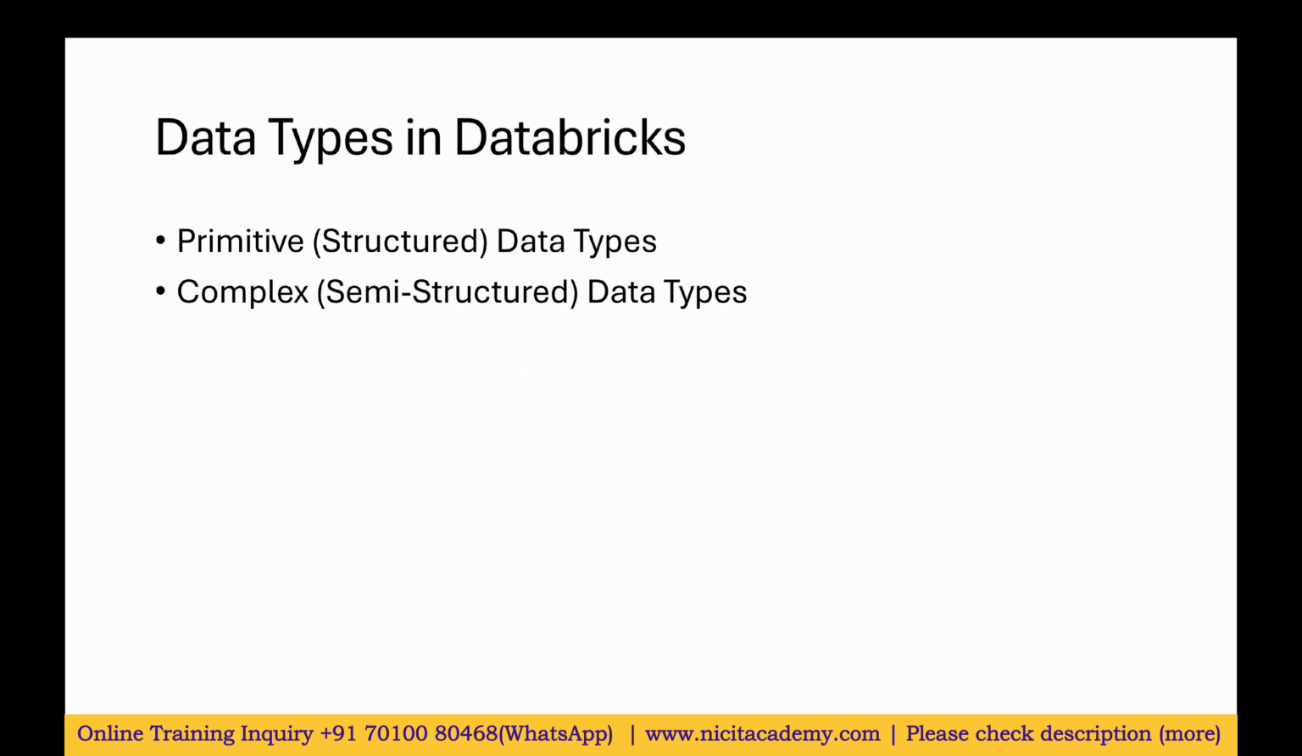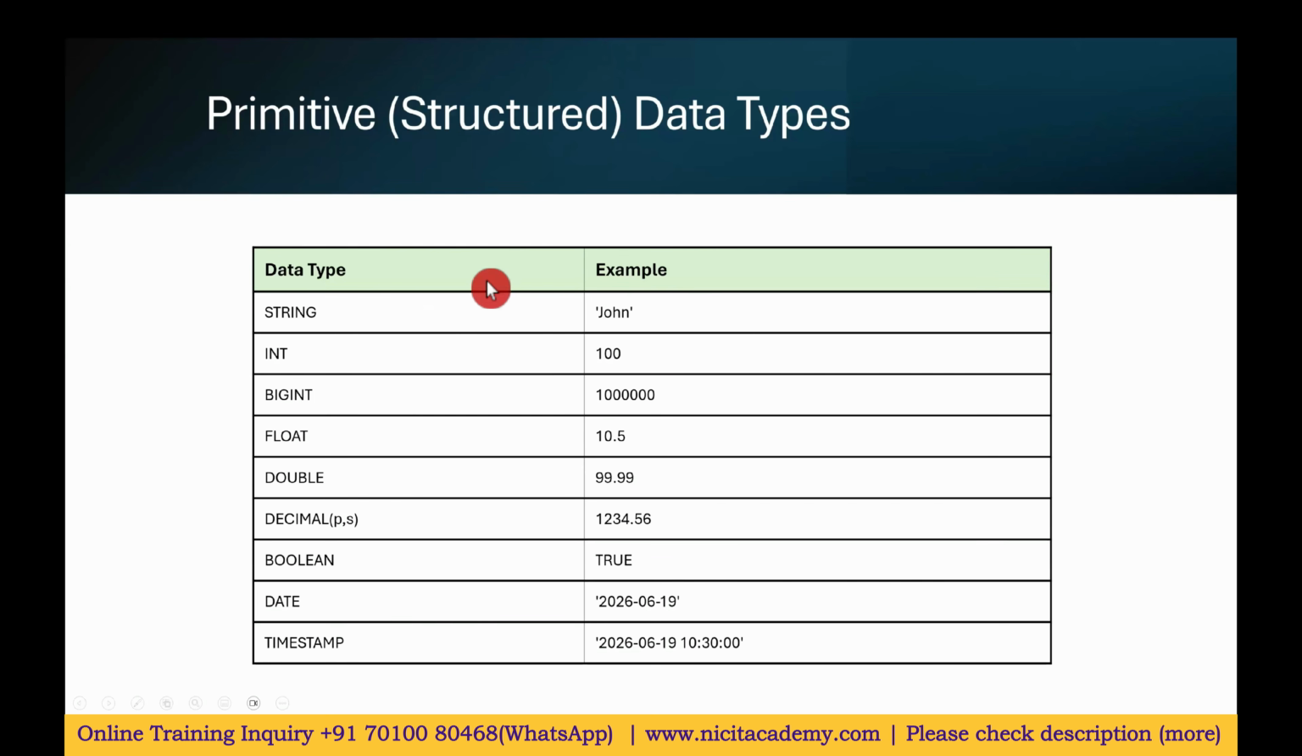For Spark SQL, we can use two different kinds of data types. We'll see these data types in detail. Last week we saw only three data types: integer, string, and date, right? But here we will see other data types. We have primitive data types to handle structured data, and complex data types for semi-structured data. So what primitive data types are available?